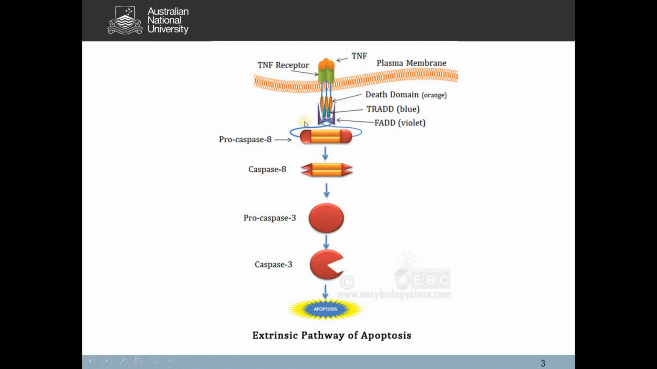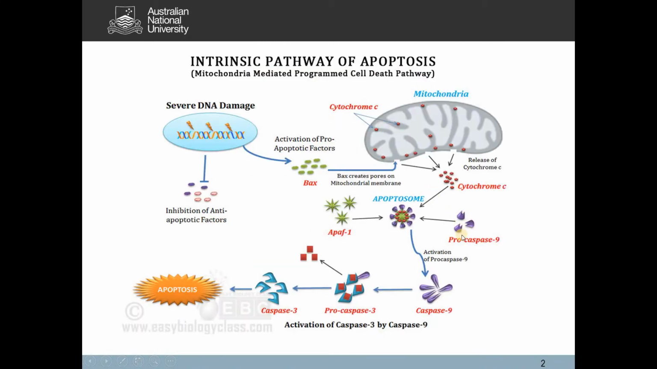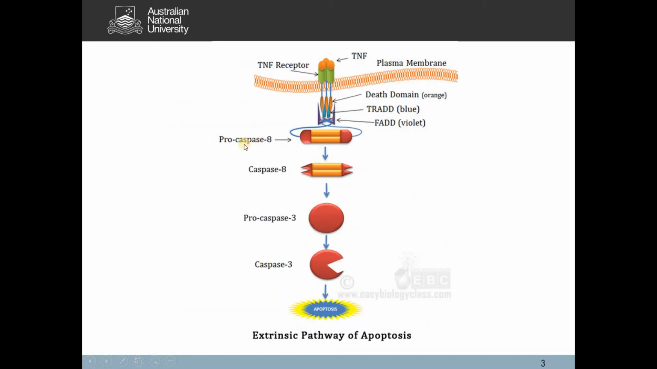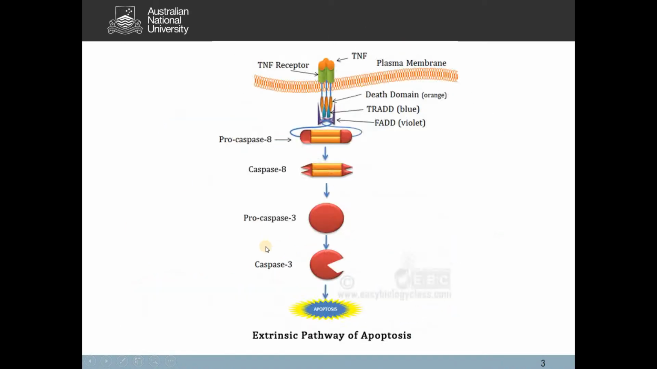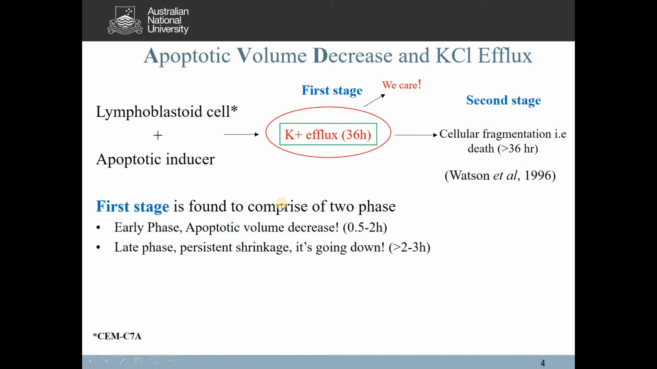Upon formation of the death domain, it would, similar to this one, activate caspase 8 from being inactive, and caspase 8 would then eventually activate caspase 3 from being inactive, hence giving rise to apoptosis. But just get the key here that this does not require mitochondria whatsoever, but the intrinsic one would require mitochondria. So let's now talk about apoptotic volume decrease.